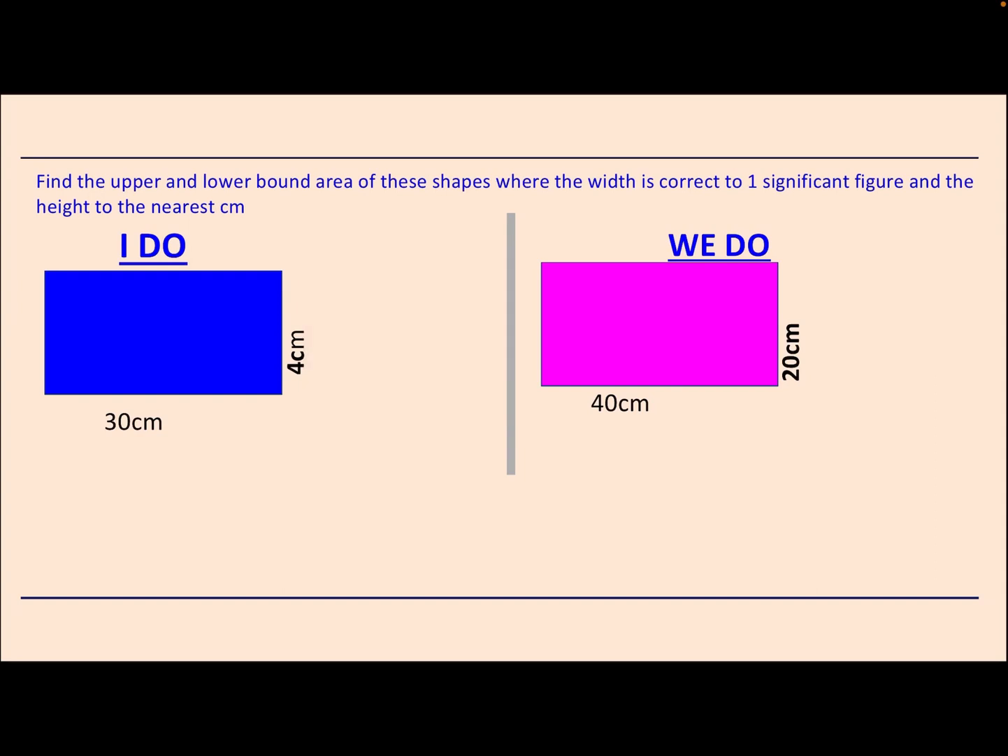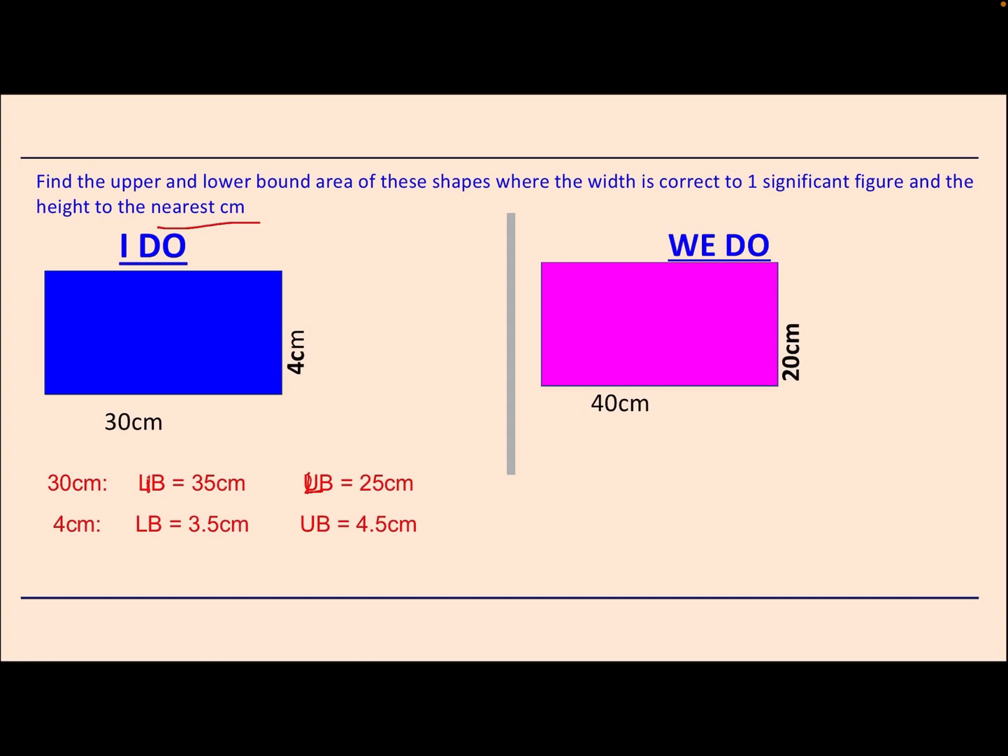So let's talk through how we're going to do that. We're first going to have to find upper and lower bound for each of these lengths. So for 30, the upper bound is going to be 35 centimeters. Okay, and the lower bound is going to be 25 centimeters. And then because the height is correct to the nearest centimeter, we're going to have to find the upper and lower bound separately for these here.